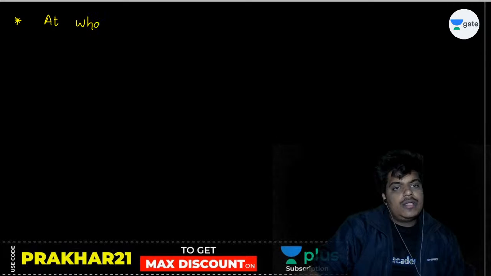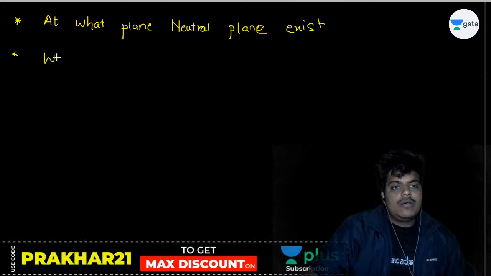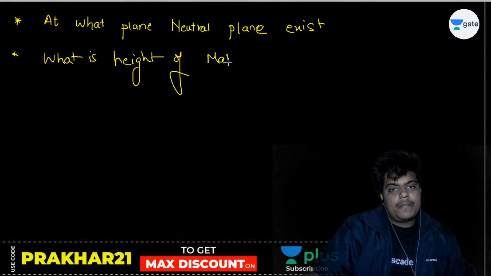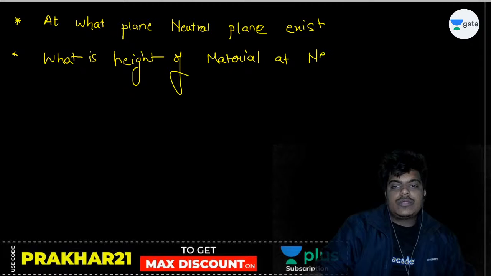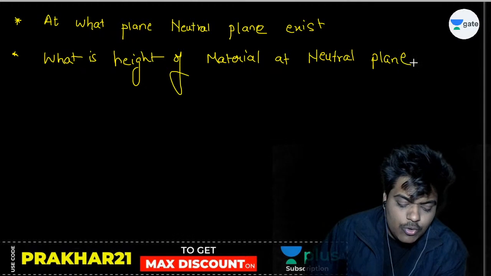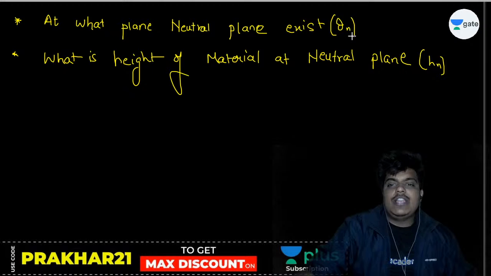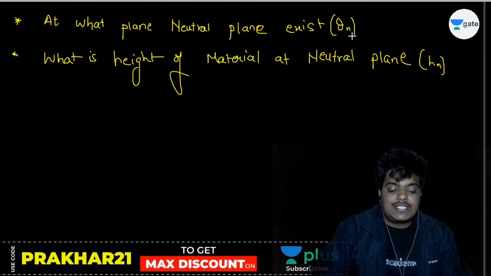At what plane does the neutral plane exist, and what is the height of the material at the neutral plane? These are two big questions: what is this value, known as hn, and this is known as theta n. What is the value of the angle from the center at which the neutral plane exists? How will we find where the neutral plane exists?